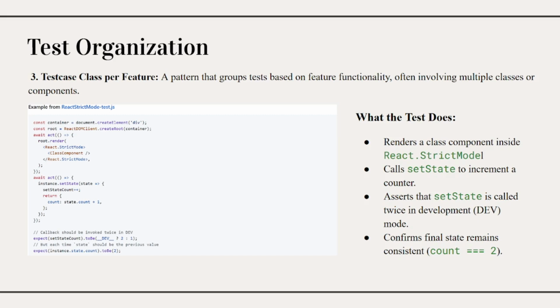It starts by creating a container and rendering a class component inside React strict mode. Then it uses setState to update a counter. The key thing being tested here is how setState behaves in development mode. This test helps make sure a full feature works properly under certain settings, like dev mode, and that the final state is what we expect.